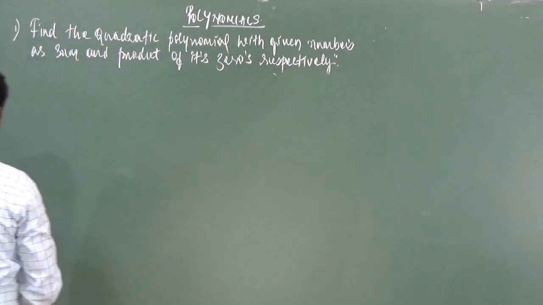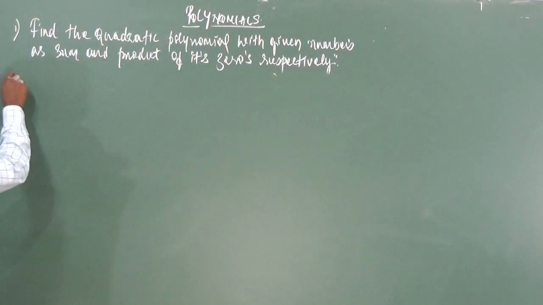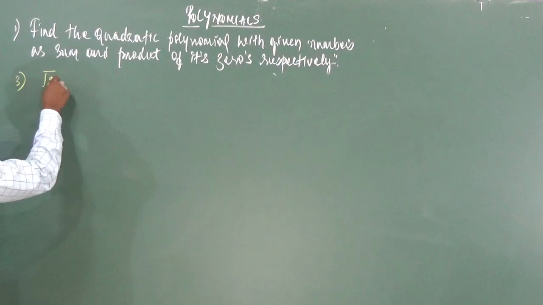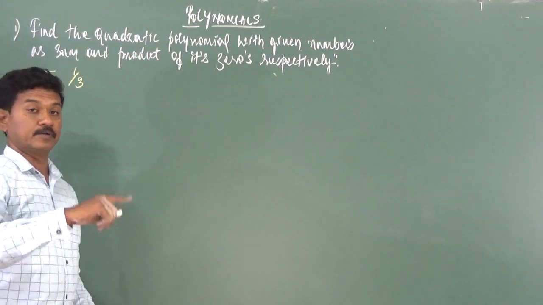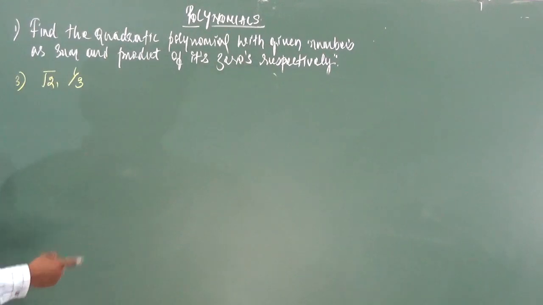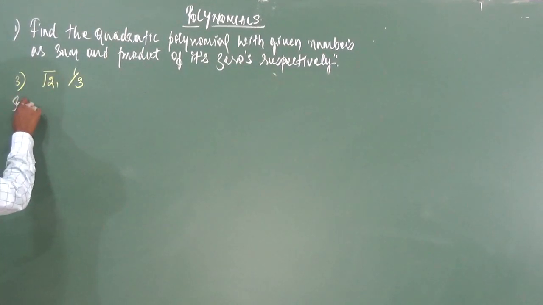We'll go with the third problem. Root 2 and 1 by 3. So here root 2 is the sum of the zeros of the required polynomial and 1 by 3 is the product of the zeros of the required polynomial. So we will go with this.